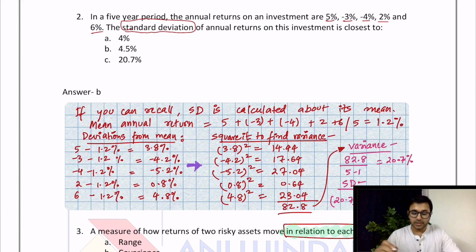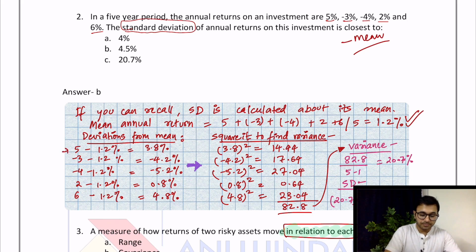So what we have is annual returns which are 5, minus 3, 4. So we find out the mean, because standard deviation is always around the mean. In order to find out the mean, you just add these 5 terms and you divide it by 5. So the mean comes out to be 1.2%. Now you find out the standard deviation with respect to this mean.